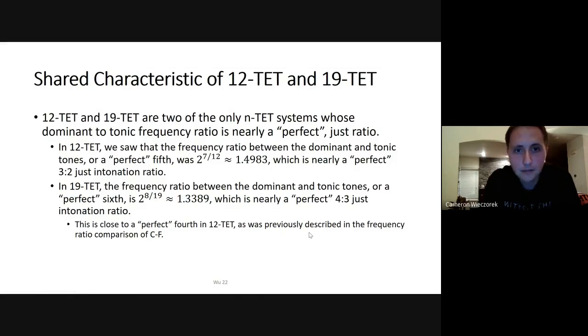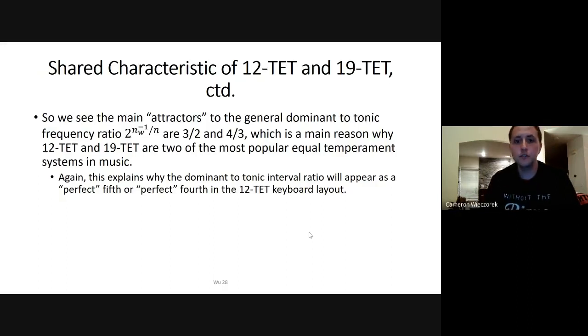Okay, so the tonic to dominant frequency ratio is nearly perfect. That's why those are two of the most popular systems. They're the main attractors to the general dominant to tonic frequency ratio, 2 to the power of n sub w inverse. Remember, that's the number of semitones needed to raise the key signature by 1 sharp. That's the number of semitones for the dominant tone. N was the number of tones in the octave. And so 3/2 and 4/3 are those main attractors. It's the main reason why 12-tone and 19-tone are two of the most popular equal temperament systems in music.